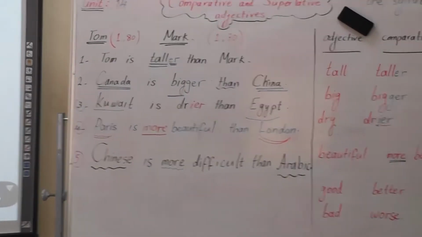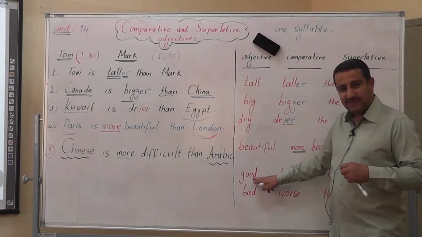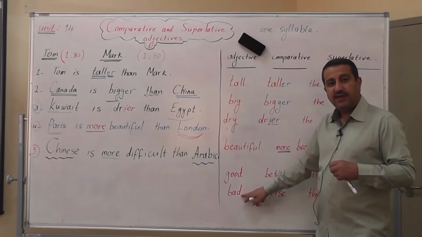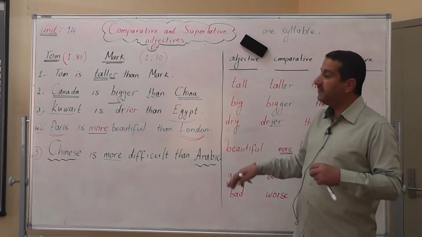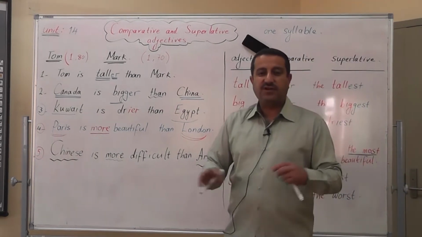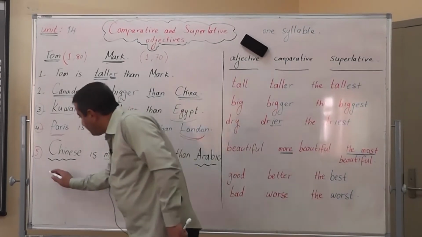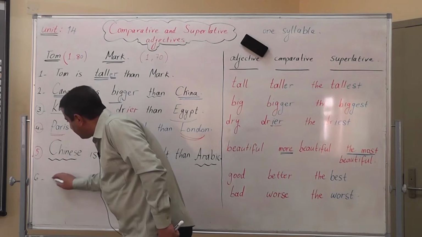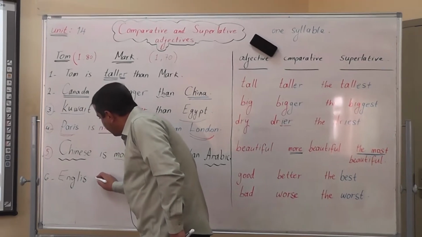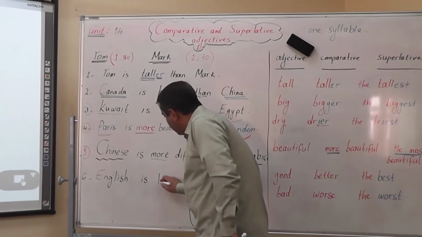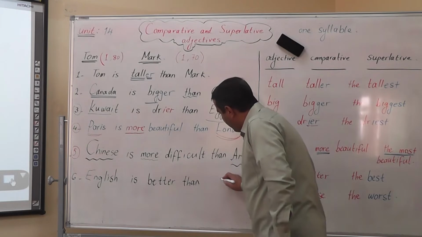So as you can see, some adjectives like good and bad, okay, these two adjectives are irregular adjectives in comparison and in superlative forms. We do not use ER or we do not use more with them. For example, we say English is better than French.